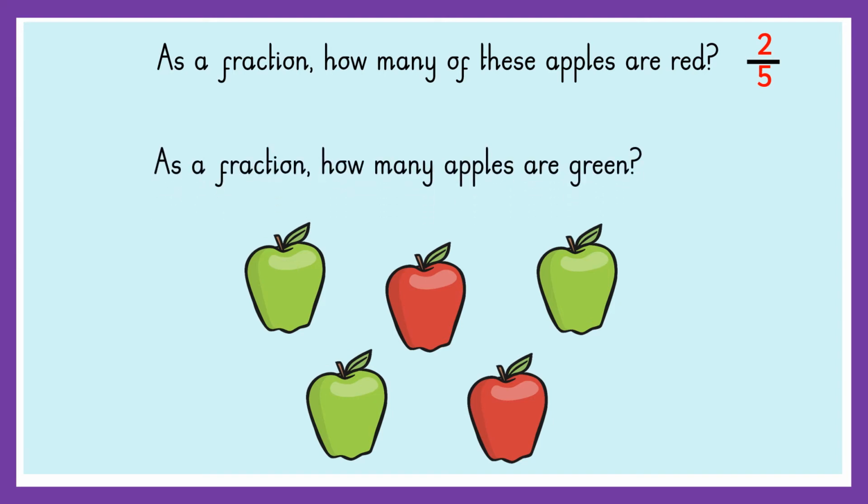Let's have a look at the green apples now. As a fraction, how many of the apples are green? Well, we already know that there are 5 apples altogether, so our denominator is 5. And we just have to work out the numerator by counting the number of green apples. Well, there are 3 green apples, so our fraction is going to be 3 out of 5, or 3/5.